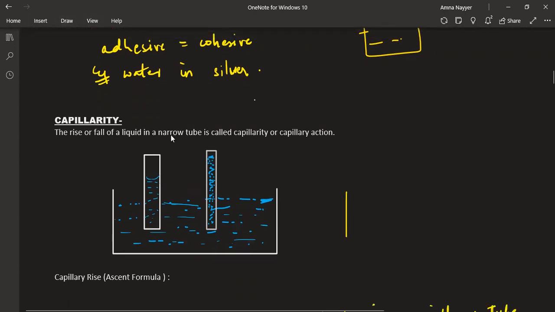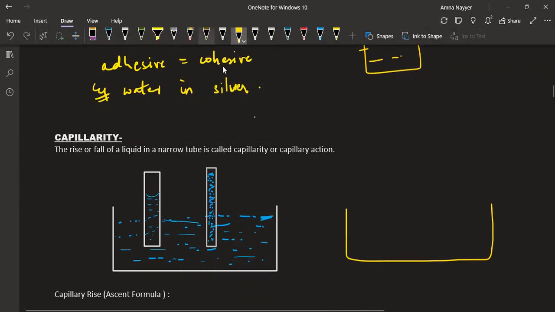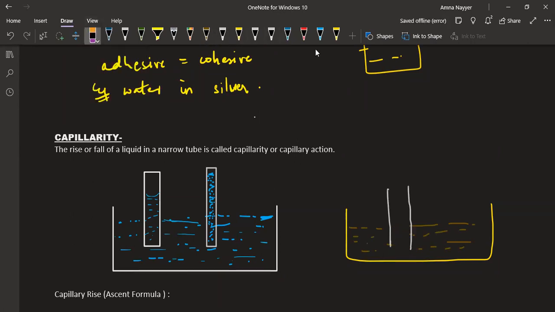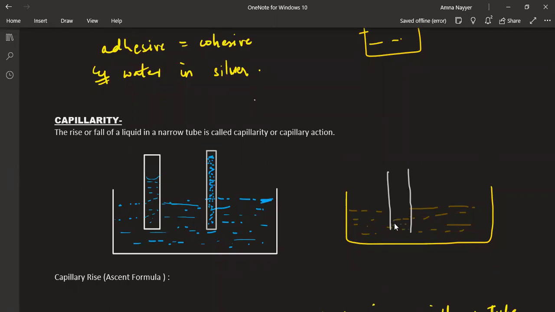Now one more example class. See, if I have taken a container, I keep in it mercury. I keep mercury in it. Now I have taken tubes. Now when I put a mercury in this tube, it is just this much. What is the actual level of mercury? Let's say the level of mercury is still here. This is the level of mercury. But what is the level in this tube? This much. So what has happened just now?